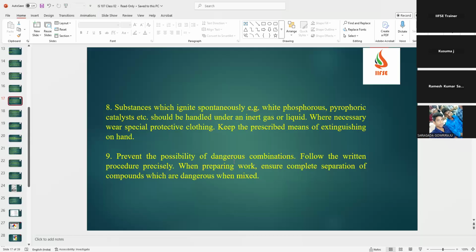That is the agenda. And where necessary, use special protective clothing and keep the prescribed means of extinguishing media on hand. So we have to have a suitable fire extinguishing medium, and also we should take enough care to handle.